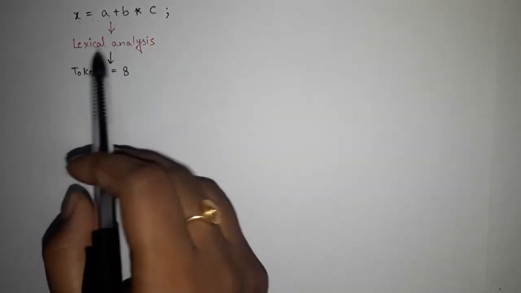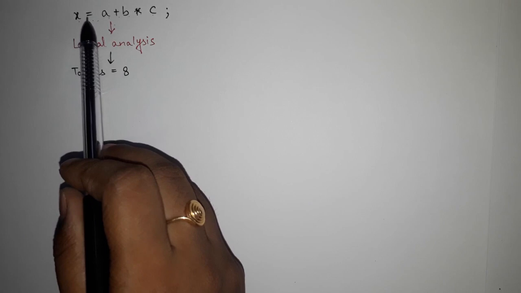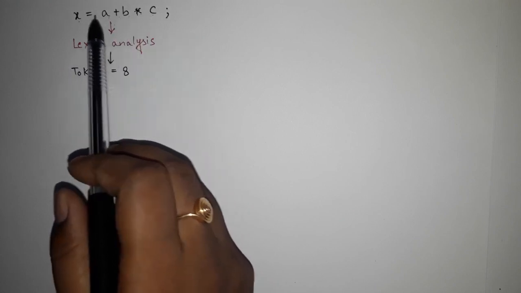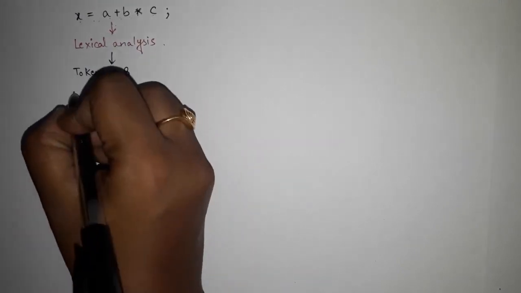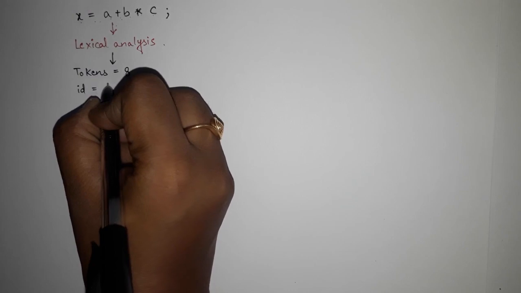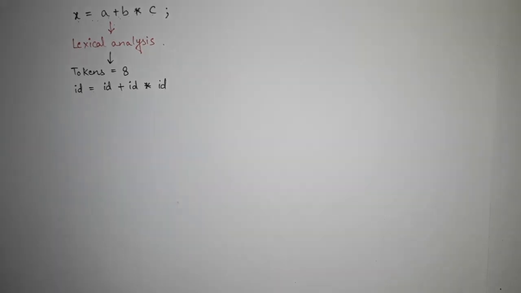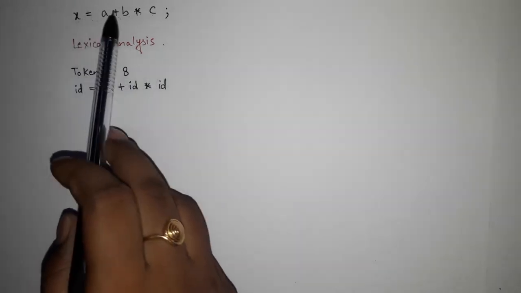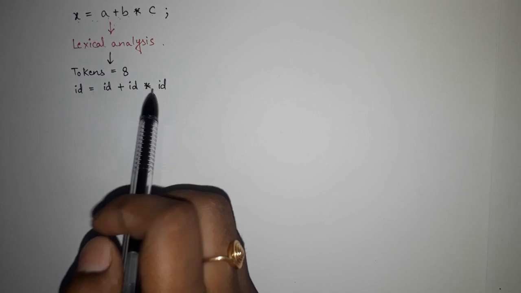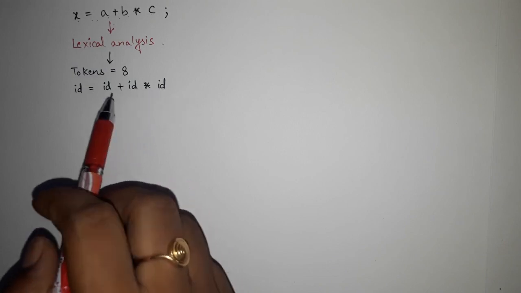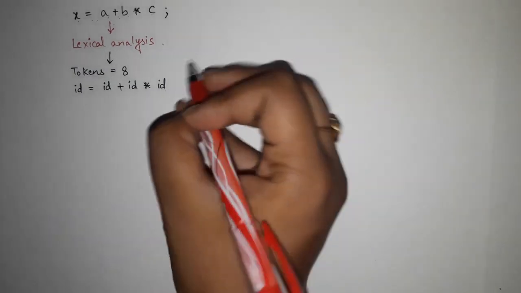The lexical analysis phase keeps the operators as they are, and it understands that the operands are identifiers and replaces them with id. So it makes id = id + id * id. Understood? It is just replacing the operands with the identifier id and keeping the operators as they are. This is the output of the lexical analysis phase, and once it is done, it gives this output to the second phase.